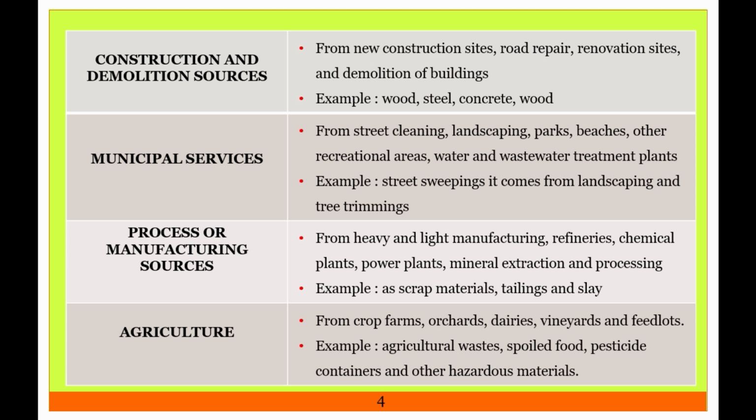treatment plant. And last but not least, solid waste is generated from process or manufacturing sources. Usually the waste generated comes from heavy and light manufacturing, refineries, chemical plants, power plants, mineral extraction, and processing, such as scrap materials, tailings, and slag.